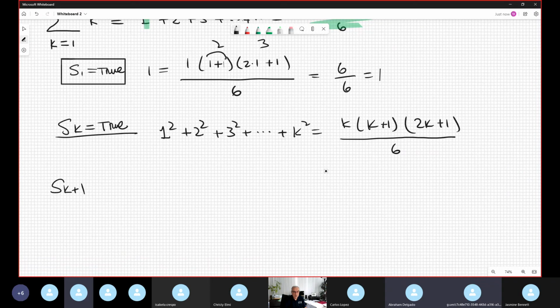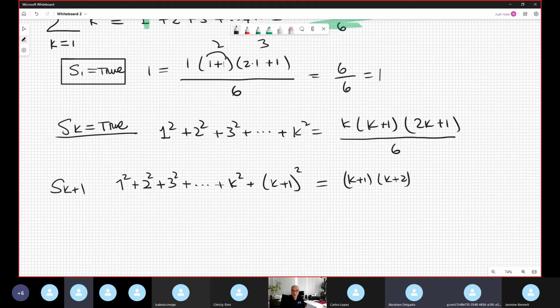Okay, so one more is represented: 1 squared, 2 squared, 3 squared, plus k squared, and you include one more case, k plus 1 squared. And you include here in the right hand side one more case, k plus 1, so you replace k with k plus 1. You say k plus 1 plus 1 is k plus 2. This is elementary, but this is not elementary.